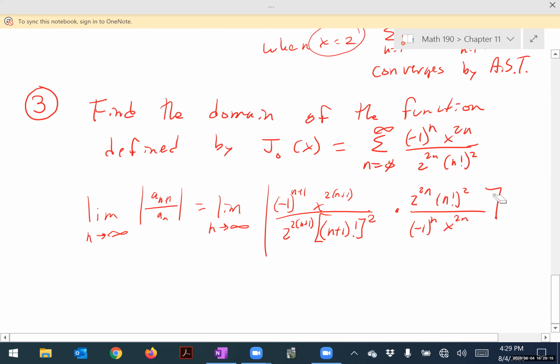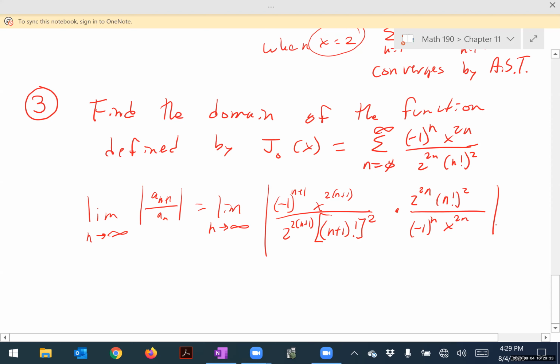Okay, so that's absolute value bars. Now a bunch of this stuff is going to clean up. What's going to clean up? The x's are going to clean up. The -1s are going to clean up. The 2's are going to clean up.